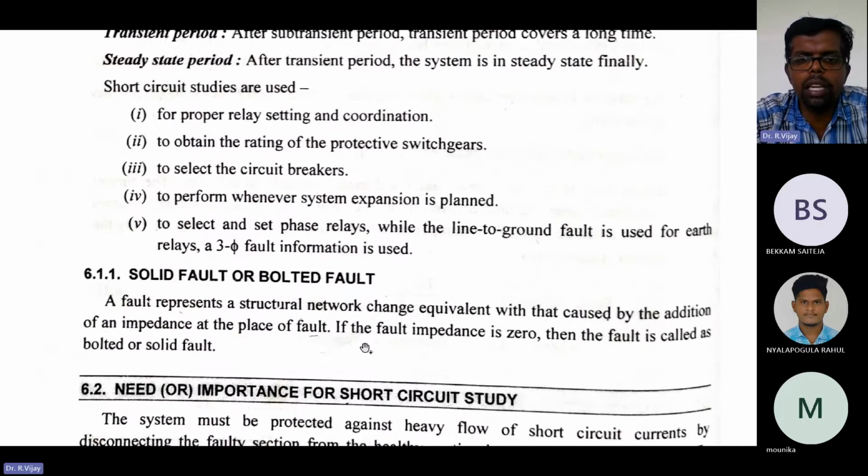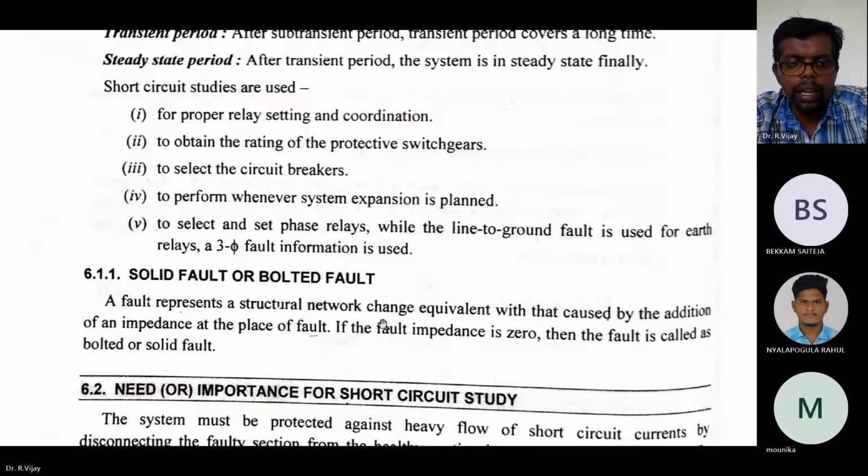Next, coming to the solid fault or bolted fault. Sometimes they may ask in a 2-mark question, what is bolted fault? Write about the bolted fault. A fault represents the structural network change equivalent to that caused by the addition of impedance at the place of the fault. If the fault impedance is zero, then the fault is called a bolted or solid fault. I repeat once again.